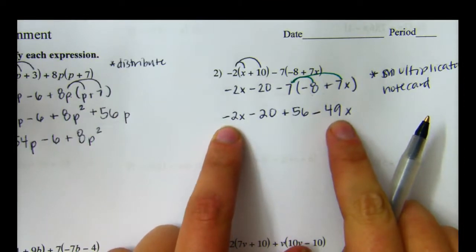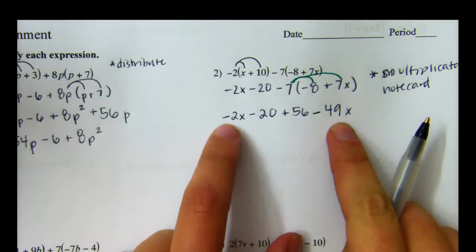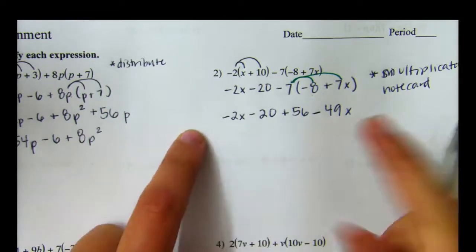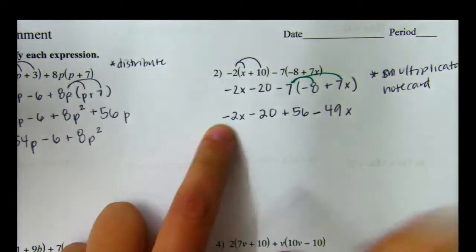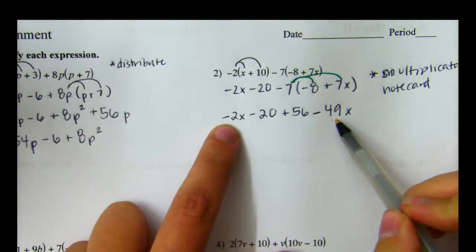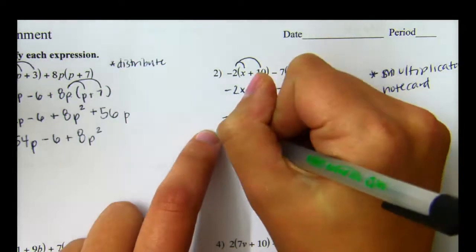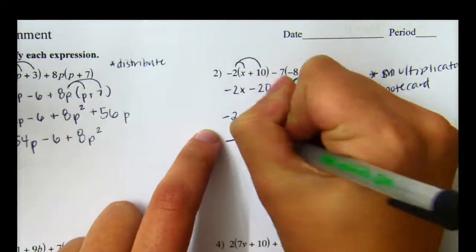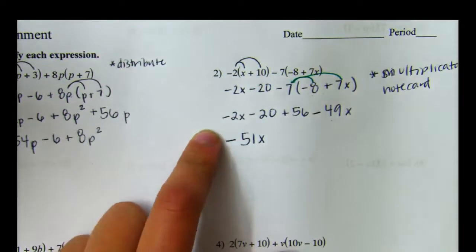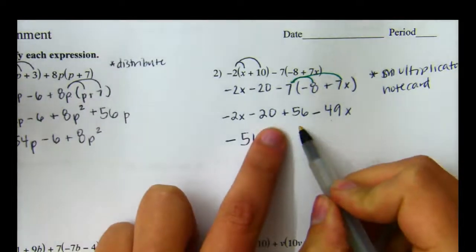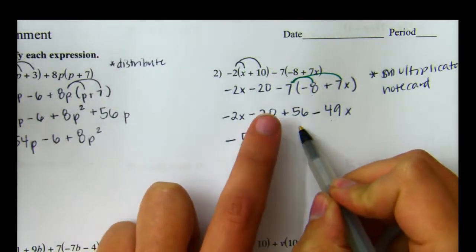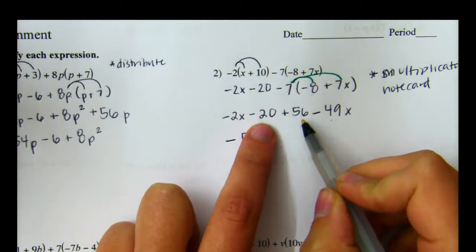Are these the same signs or different signs? Same sign. So I'm going to add the two together and keep the sign of a negative. So negative 2x plus a negative 49x will give me a negative 51x. Okay, I've still got these two terms that I can combine, a negative 20 and a positive 56.